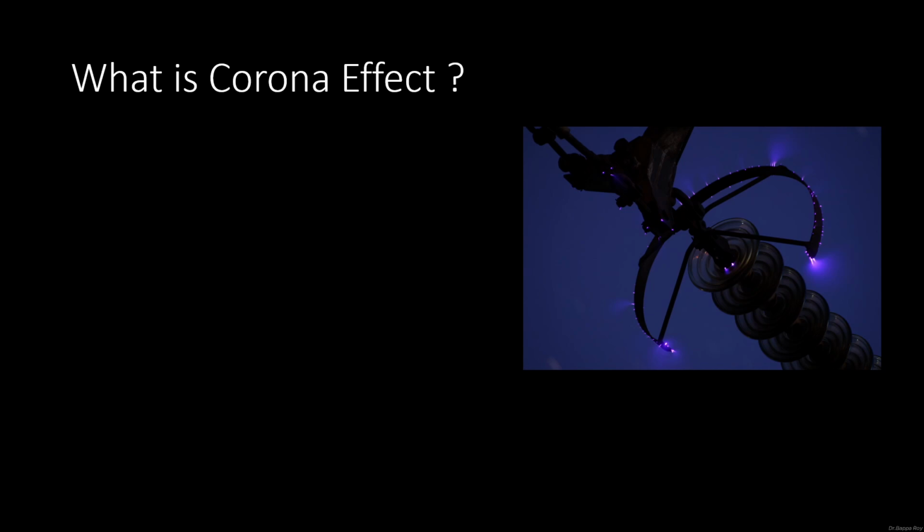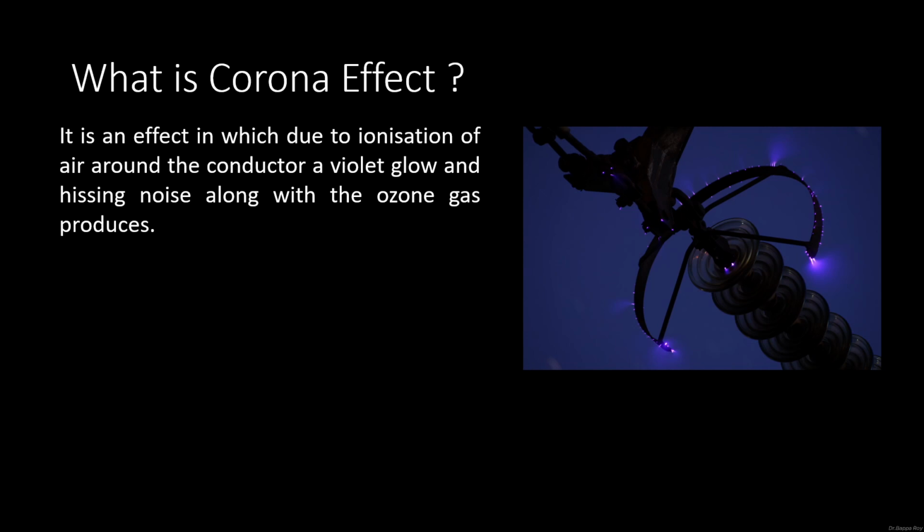If we go for the definition, it is an effect in which, due to ionization of air around the conductor, a violet glow and hissing noise along with ozone gas is produced. You can see here in this figure this type of glow, and it creates some noise, that is normally what we call hissing noise.